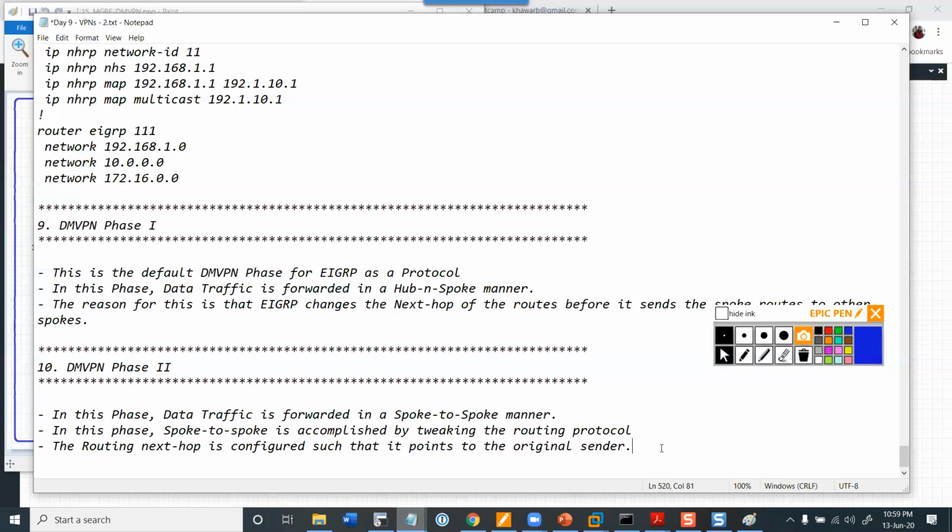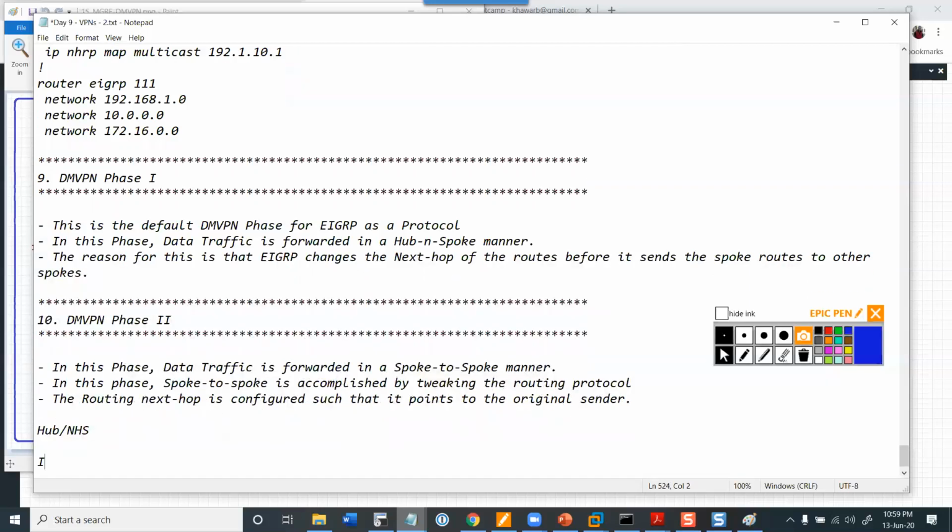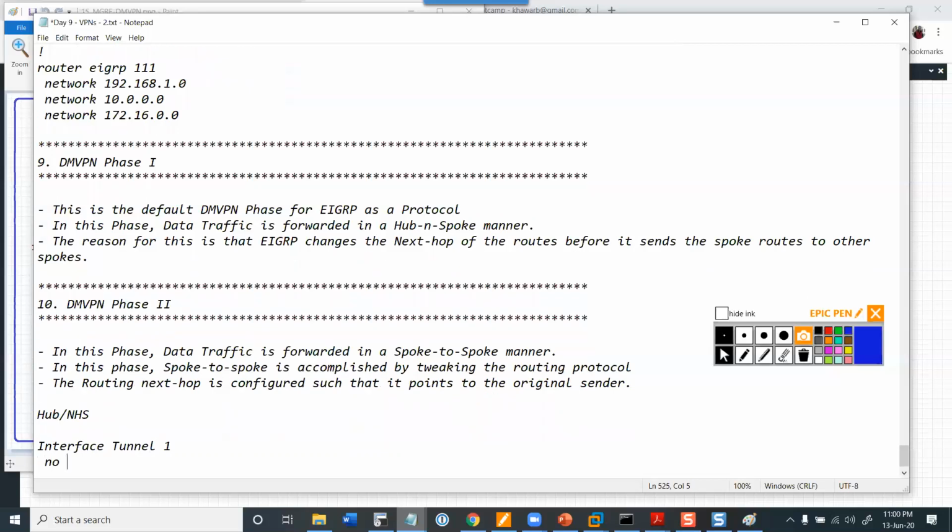And how do I do this? This configuration only needs to be done on the hub. Hub, NHS, whatever you want to call it. Interface tunnel 1, no IP next hop self. It's changing it to self. No, don't change it to self, for EIGRP 111. I'm not changing it. I'm keeping it unchanged. If I keep it unchanged, it will be pointing to the original, right?